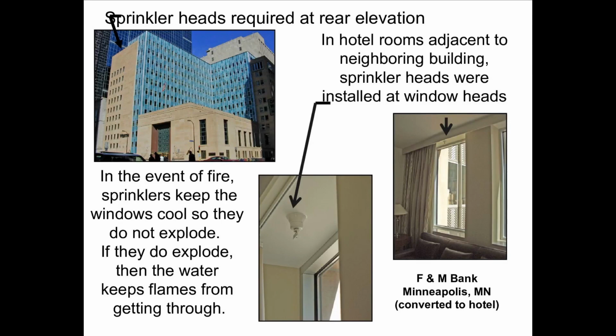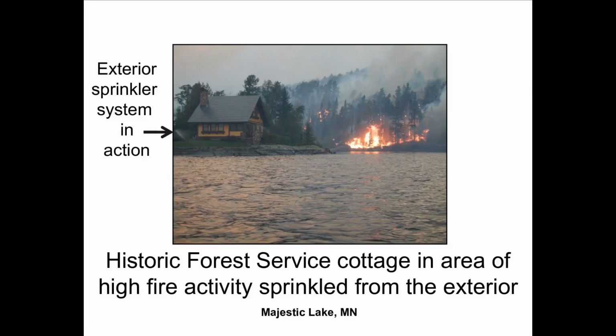In the event of a fire, sprinklers keep the windows cool so they do not explode. And if they do explode, then water keeps flames from getting through. For this treatment, sprinkler heads were required at the rear elevation. So there actually are sprinkler heads at the window heights on the interior of the rooms. This is a historic Forest Service cottage in an area of high fire activity, sprinkled from the exterior. Here you can see this exterior sprinkler system in action as it relates to an incoming fire.